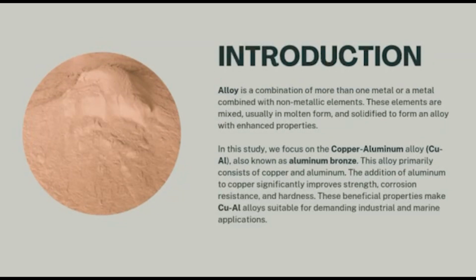So without further ado, an alloy is a combination of more than one metal, or a metal combined with non-metallic elements. These elements are mixed, usually in molten form, and solidified to form an alloy with enhanced properties. In this study, we will focus more on copper aluminium, or I would say aluminium bronze. This alloy primarily consists of copper and aluminium. The addition of aluminium to copper significantly improves strength, corrosion resistance, and hardness, and its beneficial properties make CuAl alloys suitable for demanding industrial and marine applications.